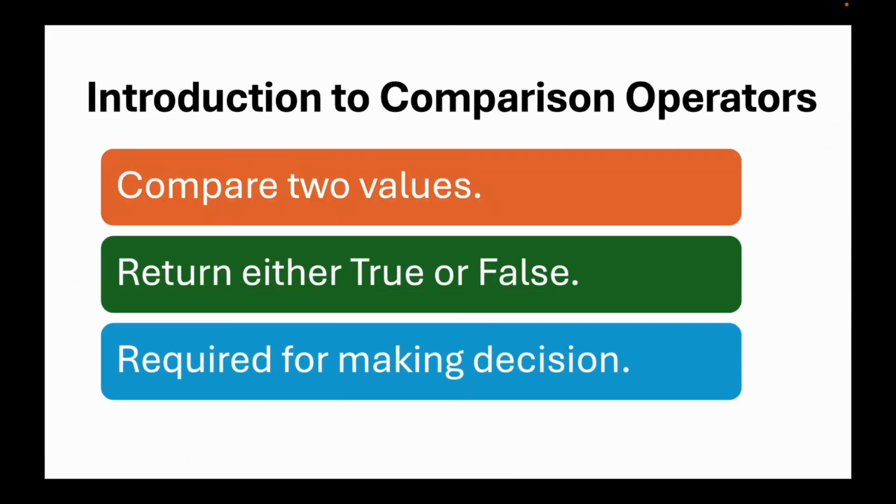Comparison operators in Python are used to compare two values, and they basically return a Boolean value that is either true or false based on the comparison of the two operands. These operators are very crucial for decision making while programming, such as in conditional statements and loops.